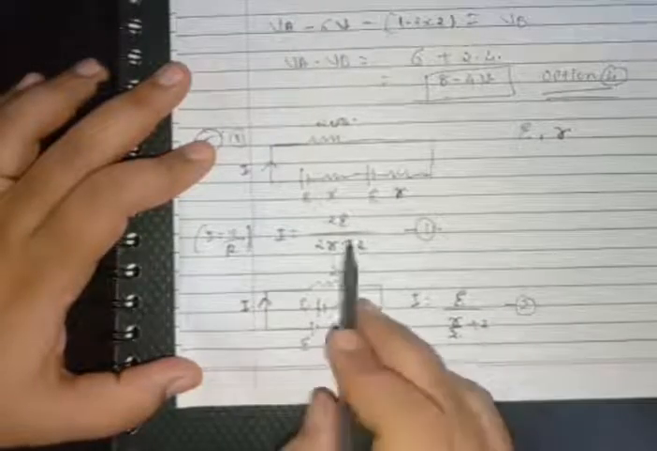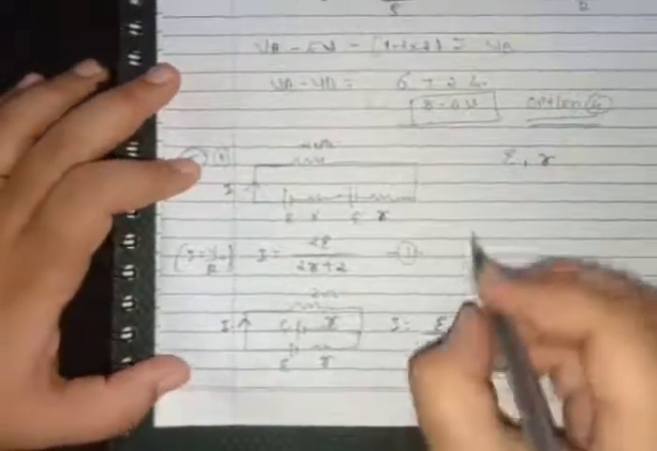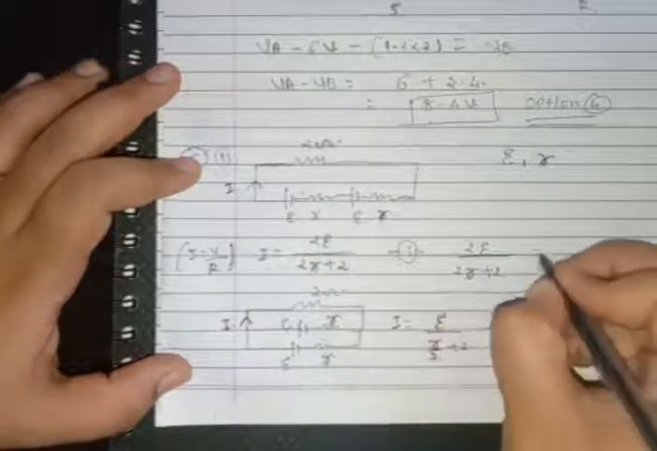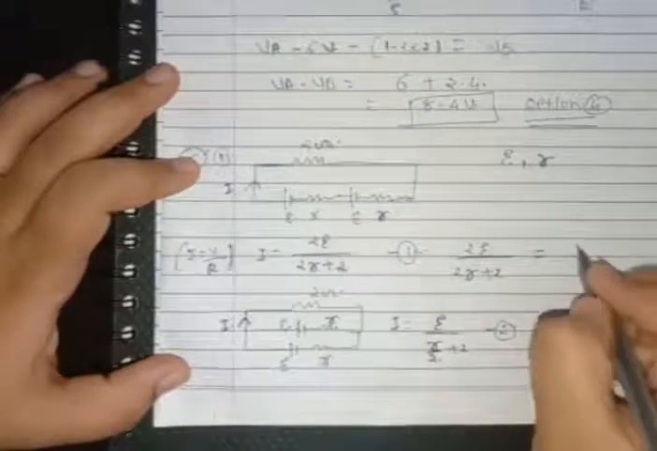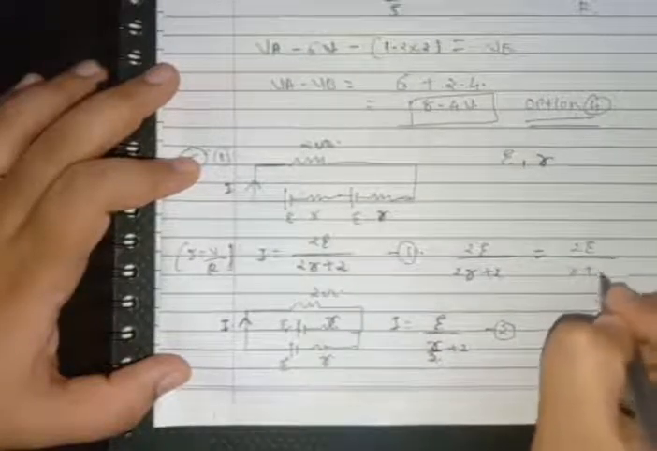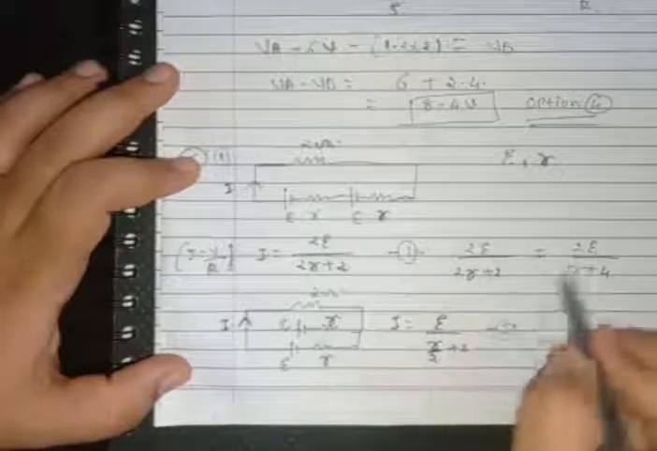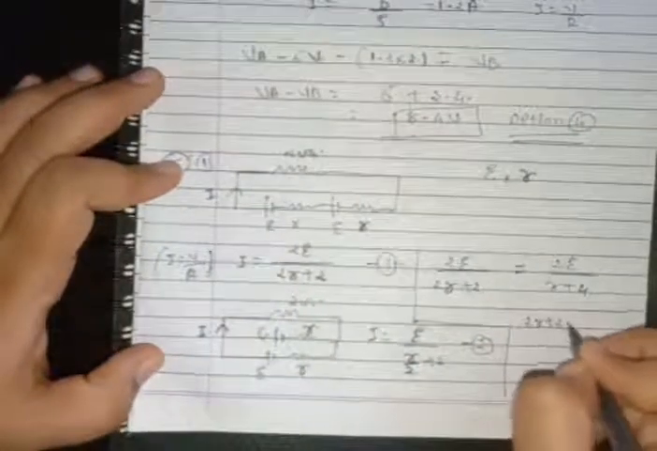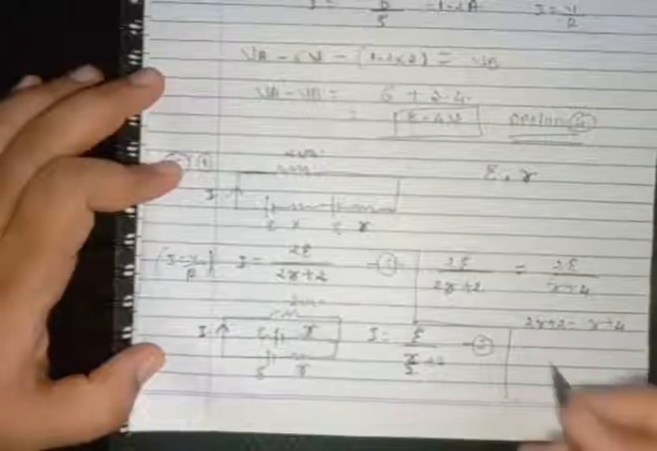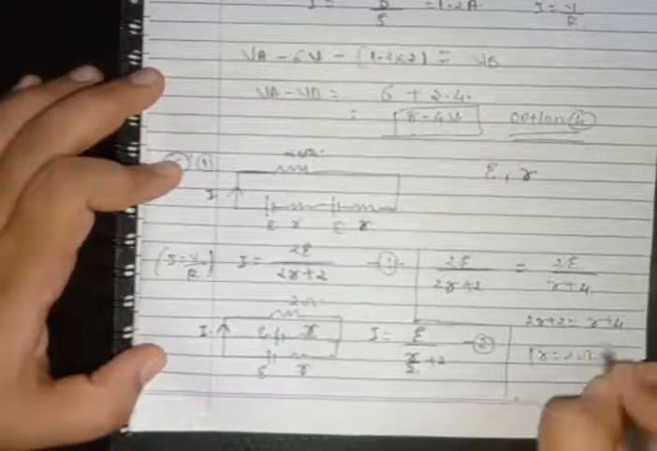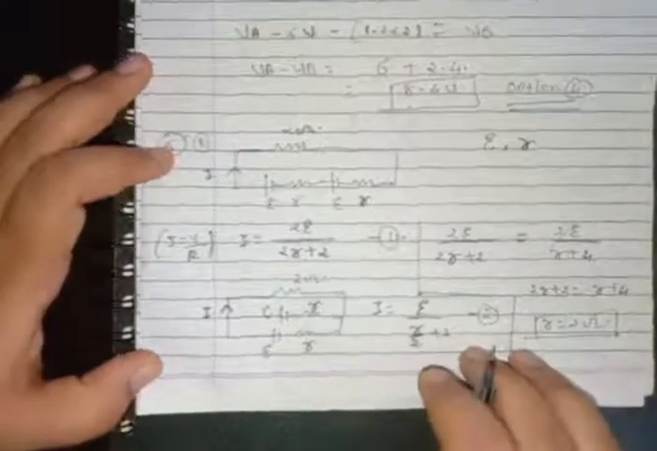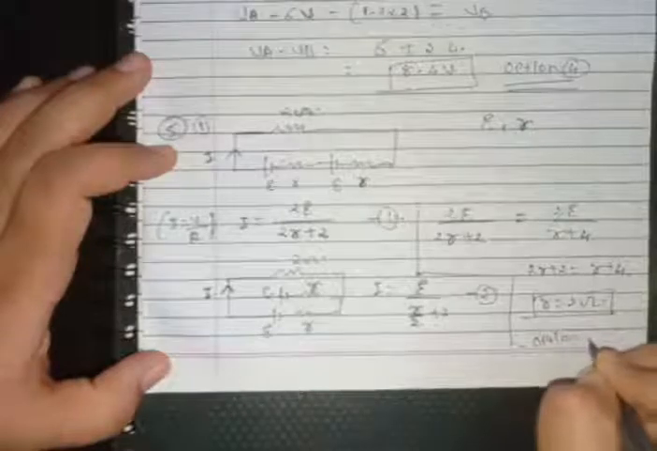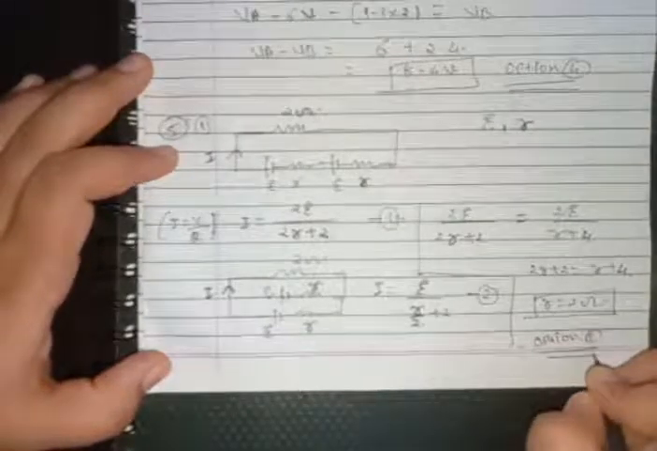As given in the question, these two currents are the same, so we can write 2E divided by 2r plus 2 is equal to, taking the LCM, 2E divided by r plus 4. This 2E will get cancelled out, so we can write 2r plus 2 is equal to r plus 4. So r will be equal to 2 ohm. So the internal resistance of the cell is 2 ohm. So option 1 is the correct option.